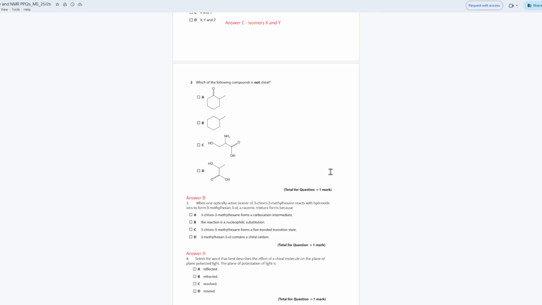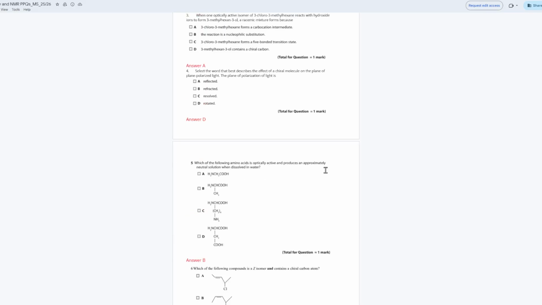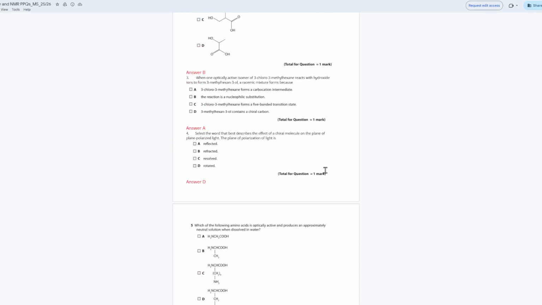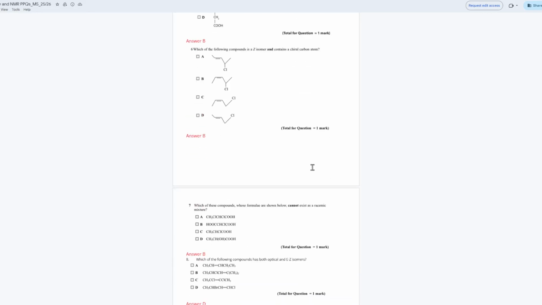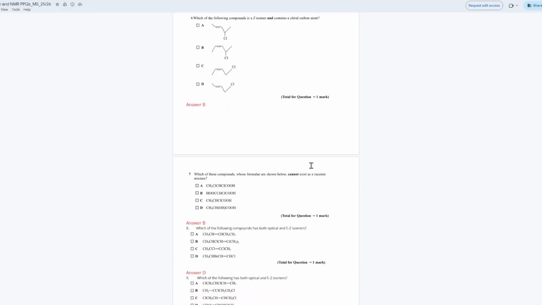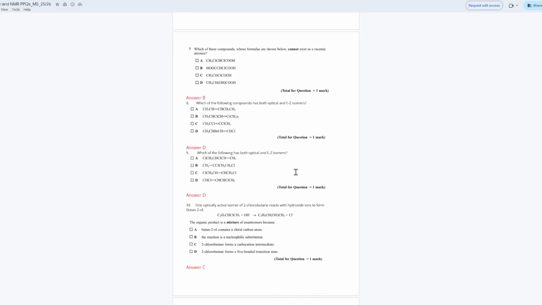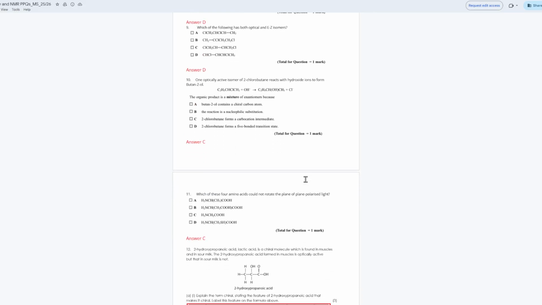B is correct. A is also what we had. D is what we had. So maybe we'll go full marks on this. B was what we had. B is again what we had. B is again correct. D and D again, correct. And then C and C again. Okay. 11 out of 11 on the multiple choice. That is what we want to see.